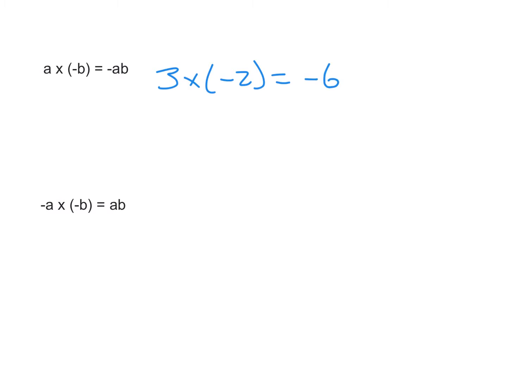Alright, the next rule for multiplication is a negative number multiplied by another negative number gives us a positive number. So if I had -4 and I multiplied that by -3, a negative multiplied by a negative gives me a positive. So 4 times 3 is 12, and it's a positive number.